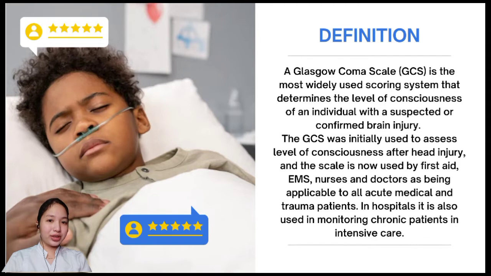For the definition, the Glasgow Coma Scale, or GCS, is the most widely used scoring system that determines the level of consciousness of an individual with a suspected or confirmed brain injury. The GCS was initially used to assess level of consciousness after head injury, and the scale is now used by first aid, EMS, nurses, and doctors as being applicable to all acute medical and trauma patients. In hospital, it is also used in monitoring chronic patients in an intensive care unit.